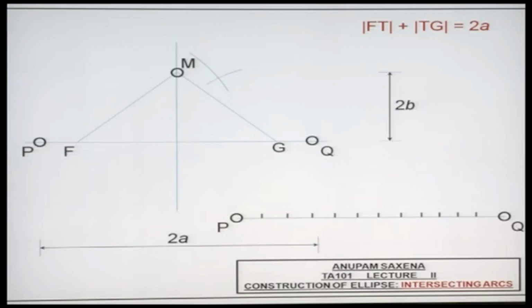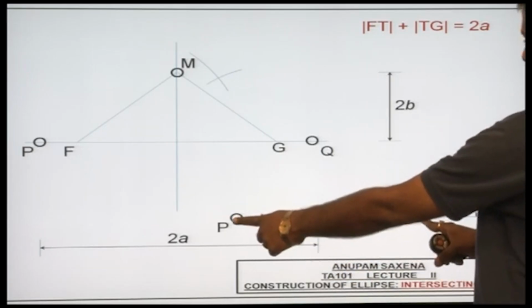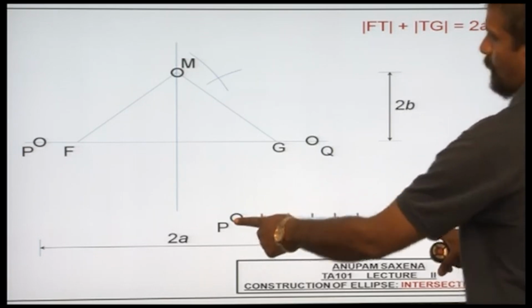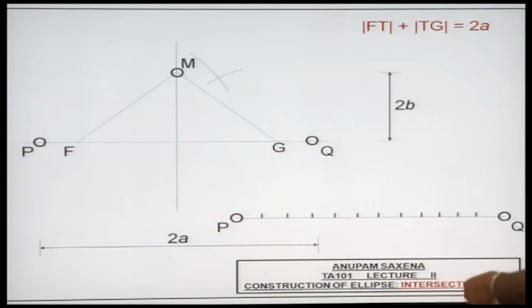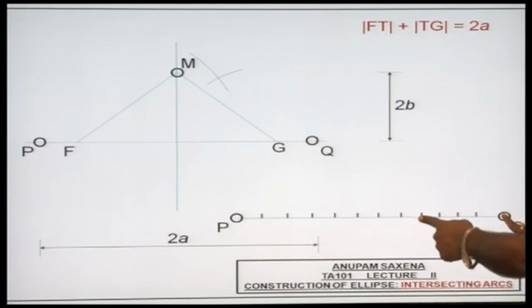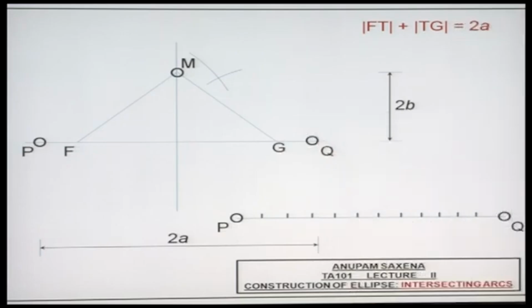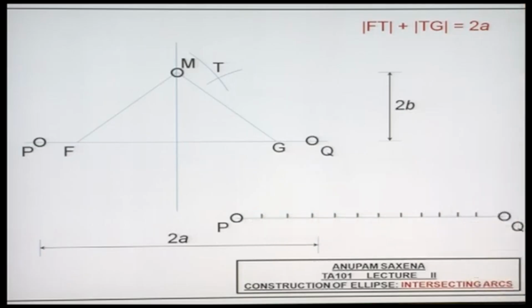Then, if I choose, let's say, this length and draw an arc with center F and this length, I'll have to choose the remaining length for the radius of the other arc that I'm going to draw with G as center. That would be one of my points T on the ellipse. And I'll do that for as many points as possible.